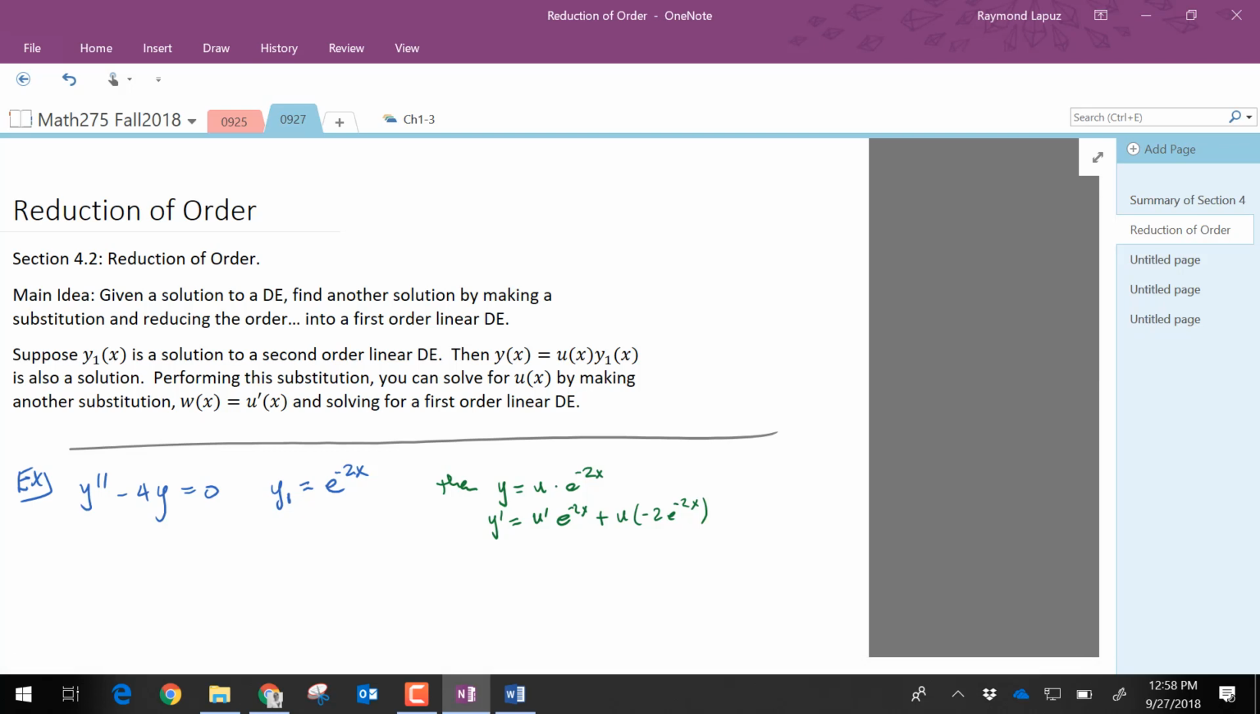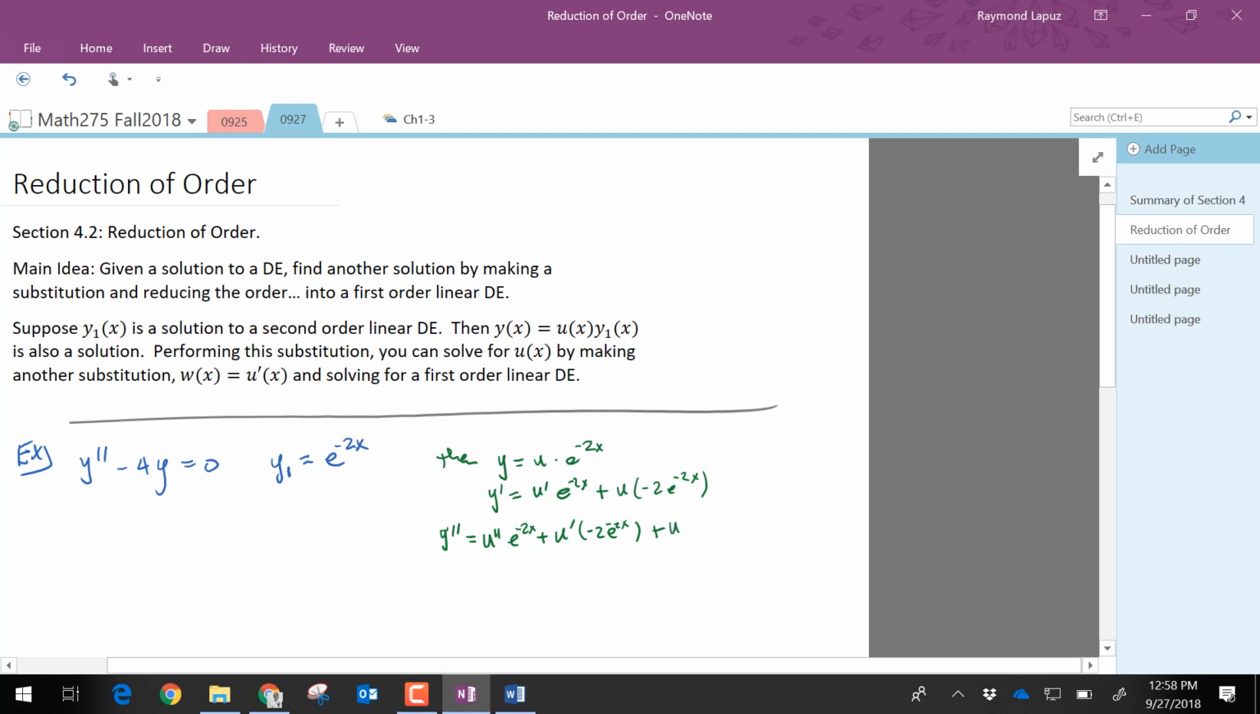And now we take the derivative again because we need the second derivative. So now we have two product rules. Derivative of the first times the second plus the first times the derivative of the second. So that's the first part. And then for the second part, we need to use the product rule again. Derivative of the first times the second plus the first times the derivative of the second, positive 4.